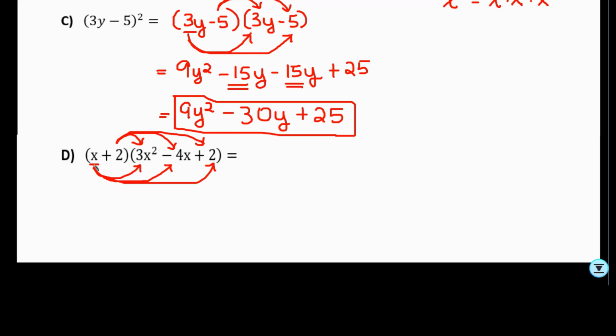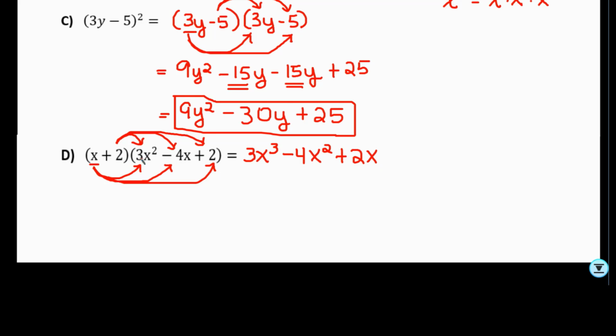So let's do that. X times 3x squared will be 3x to the third power, because remember, x to the first times x to the second, you add the exponent, so it gives you exponent 3. Then we do x times negative 4x will give us negative 4x squared. Then we're going to do x times 2 will give us positive 2x.